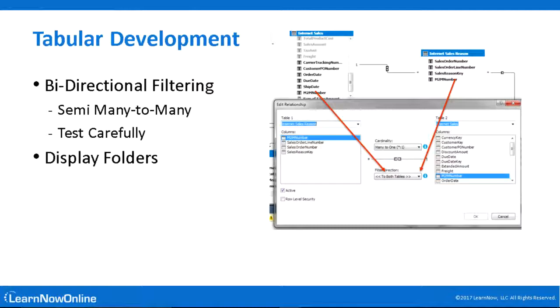Only the 1200 and above compatibility tabular model supports this new display folders. If you're in a previous version, you can use BIDS Helper to provide this in older versions. The neat thing about this is you're able to group either measures or dimension attributes together, so when they're displayed in the client reporting tool, it's a lot easier to follow along.